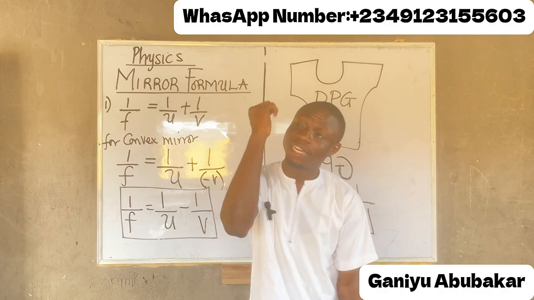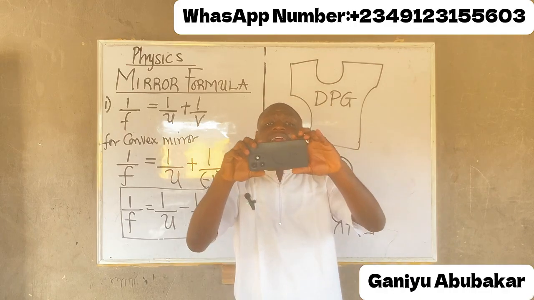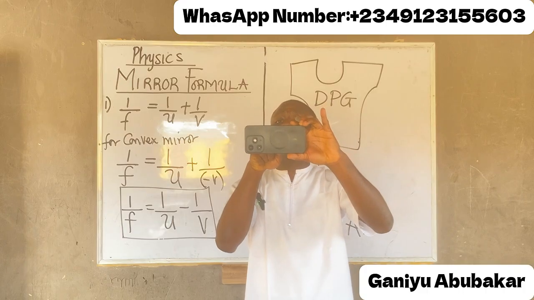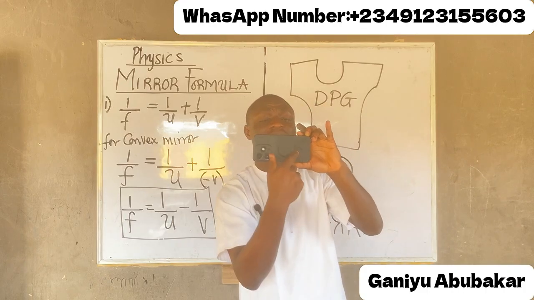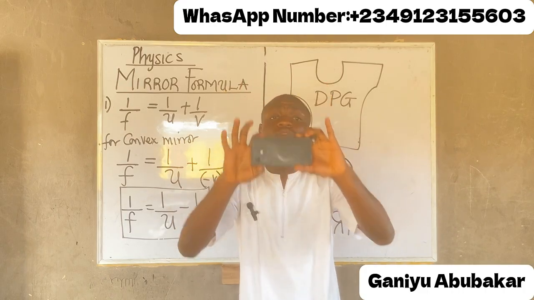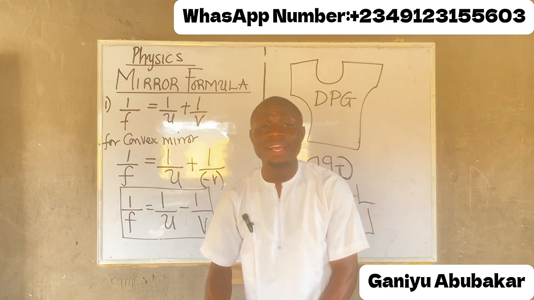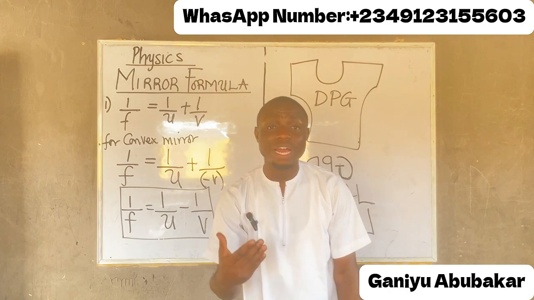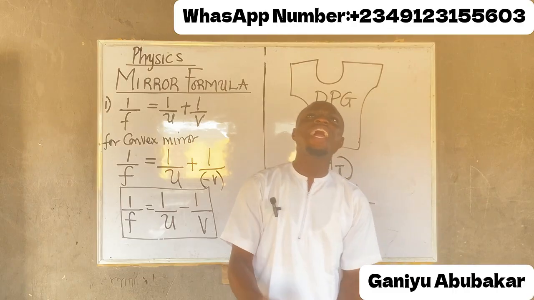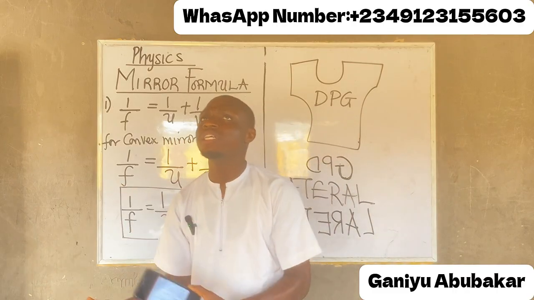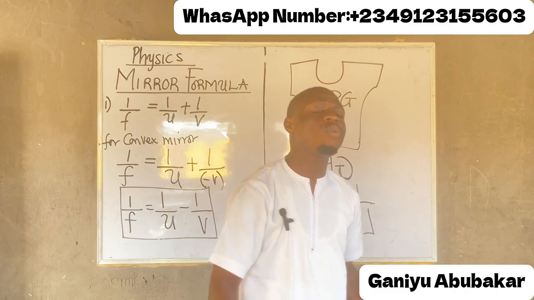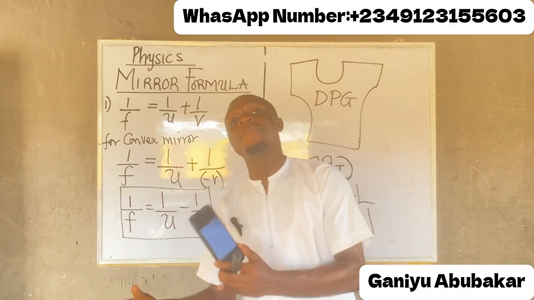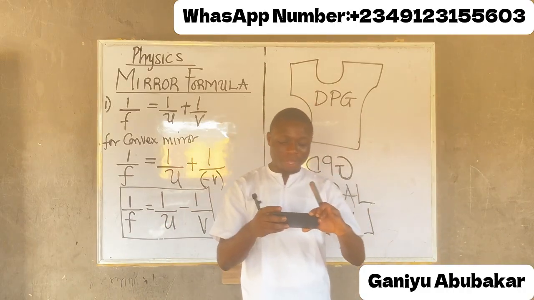If I have my torchlight here now, and I turn on my torchlight towards my phone, you can never see the reflection here. It means this my phone is an opaque object. Why? It does not allow light to pass through it. So any object in the world that does not allow light to pass through is called opaque. That's the idea behind this.